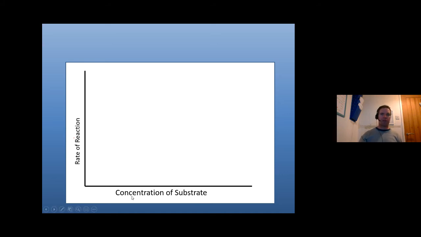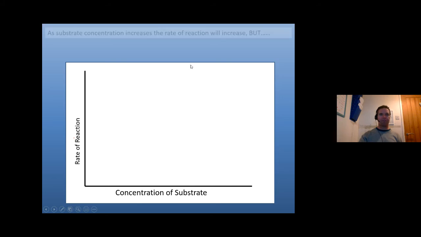Down the bottom now, I've got concentration of substrate and rate of reaction up the side. I'll say it again. Whenever you see a graph, look straight away at what is it on the bottom? Is it time or is it concentration of substrate? It's a key routine to get into because it just tunes you into the correct graph that you're going to need to be trying to recall in your head.